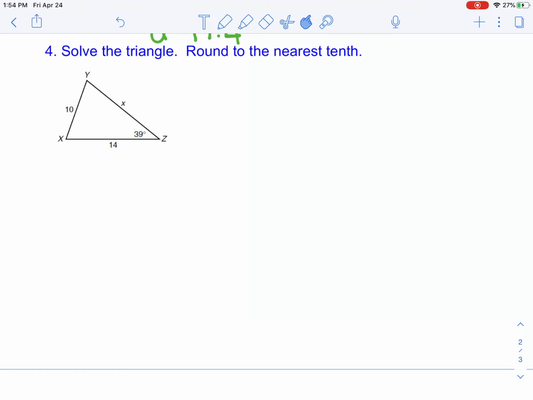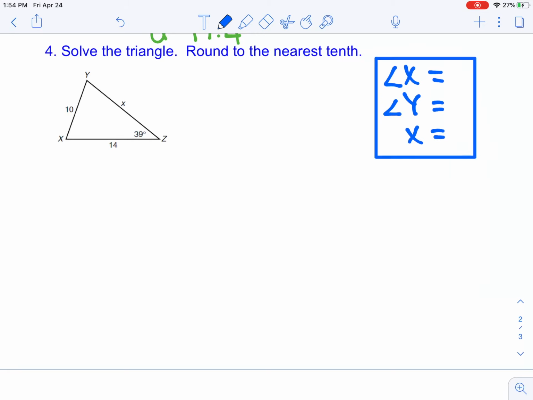So for this example, we need to solve the given triangle. The things that I am missing are angle X, angle Y, and side X. So those are the three things that I need to find.